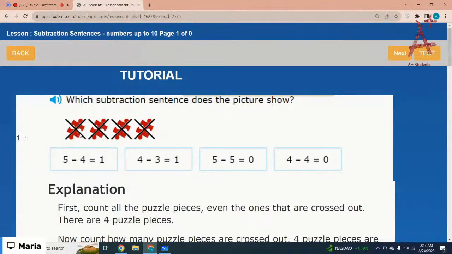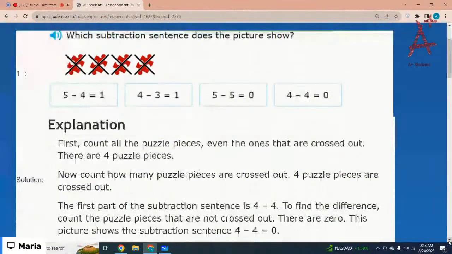Okay, let's count the total. One, two, three, four. And all of them are crossed out. That means the total is four, the crossed out are four, so that would be four take away four, and you are left with just zero.